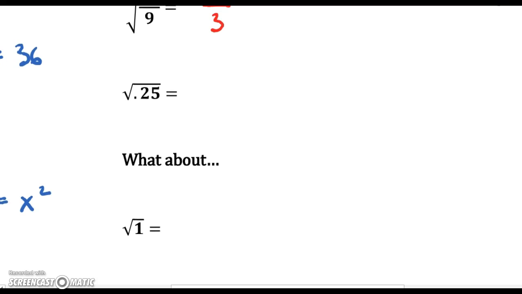Okay, let's look at this decimal one down here. What's the square root of 0.25? There's a couple ways of doing it. If you're not comfortable with your decimals yet from your grade 7 class, you might want to convert this to a fraction first. So let's do that method first. So we have the square root, and then 25 over 100. That would be the equivalent fraction.